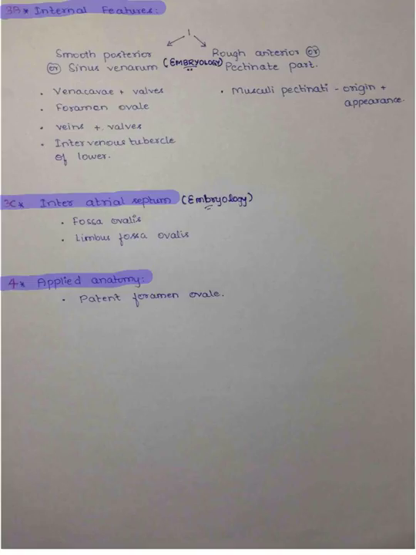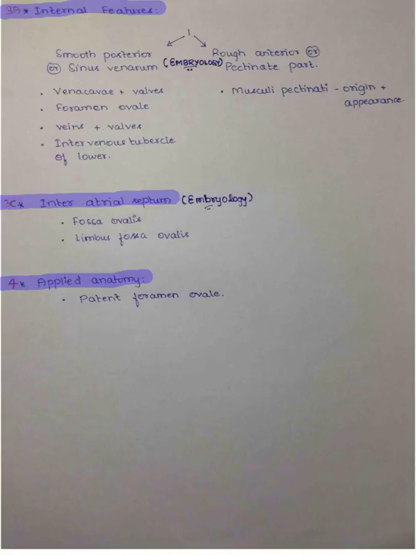Then let's discuss the smooth posterior wall, or the sinus venarum part. It includes the openings of the vena cava, that is the superior and the inferior vena cava. The superior vena cava opens in the upper end, while the inferior vena cava opens in the lower end. Regarding valves, the superior vena cava as such does not have any kind of valve, while the inferior vena cava does have a valve, which is also called the Eustachian valve.